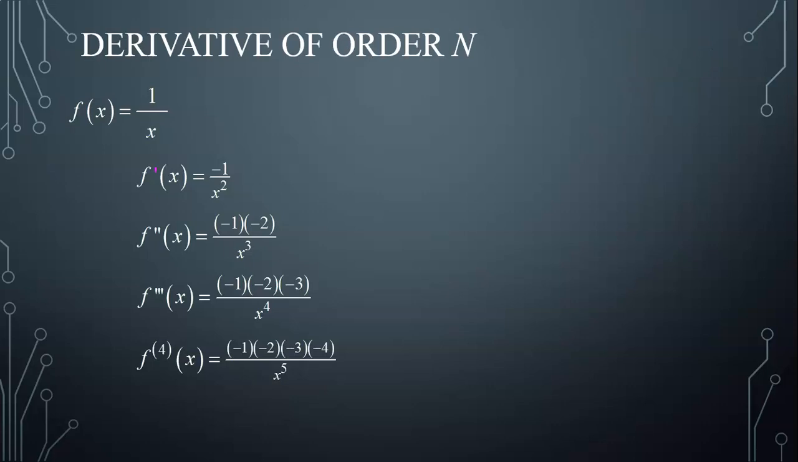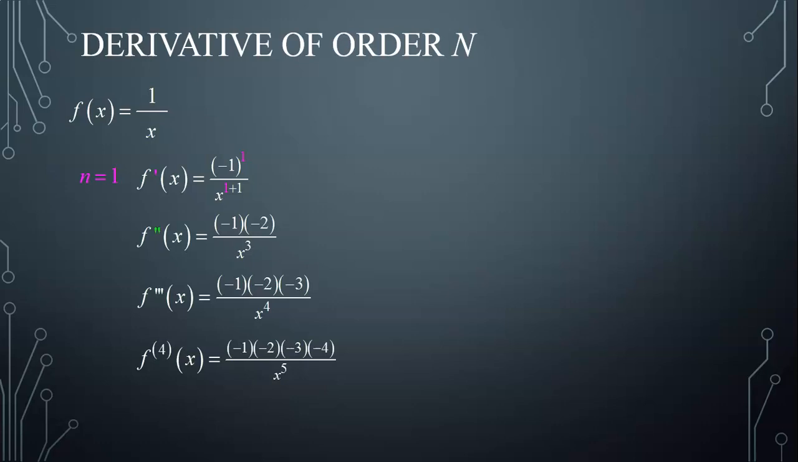For f prime of x, n is in fact equal to 1. It's the derivative of the first order. So when n is equal to 1, I had at the numerator negative 1 to the power of 1, and at the denominator I have x squared, which we can see as x to the 1 plus 1.